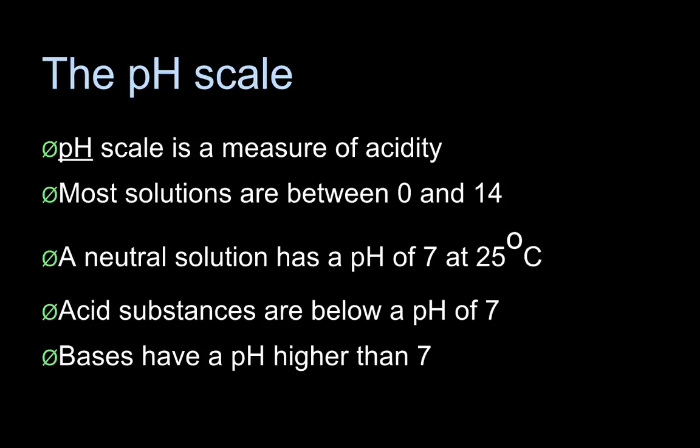Now the pH scale. The pH scale is a measure of acidity. Most solutions are between 0 and 14. I think previously it said 1 and 14, but it's 0 and 14. A neutral solution has a pH of 7 at 25 degrees Celsius. Acidic substances are below a pH of 7, and bases have a pH higher than 7.